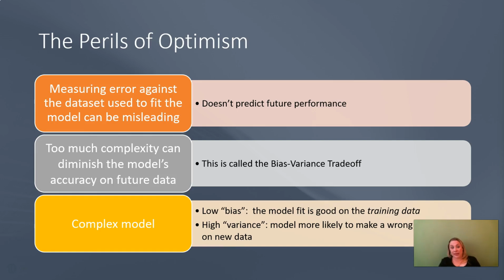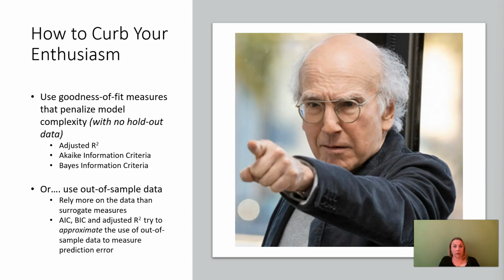We've got to think about the bias-variance trade-off when we're thinking about the complexity of my model. If I have a complex model with low bias, this means my model fit is good on my training data, but we don't necessarily know that we have anything for our score data or our validate data. Our high variance model is going to be more likely to make a wrong prediction when I have new data applied to that model.